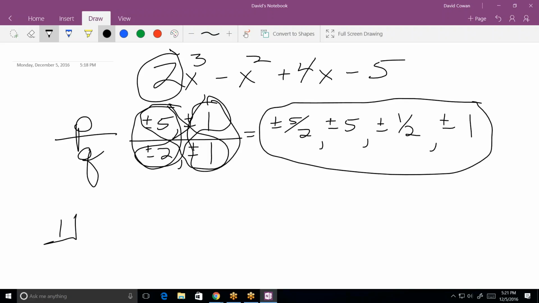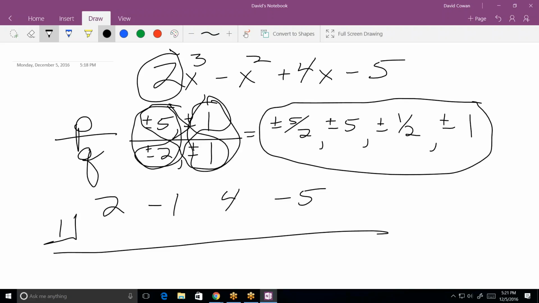And across the top, I'm going to have 2, minus 1, 4, minus 5. And I'm going to keep trying these things until I produce a 0 remainder. Well, let's see what we get here. Wow, amazing. I can't believe that. Somewhere in my subconscious, these things must lie, because this is totally accidental.